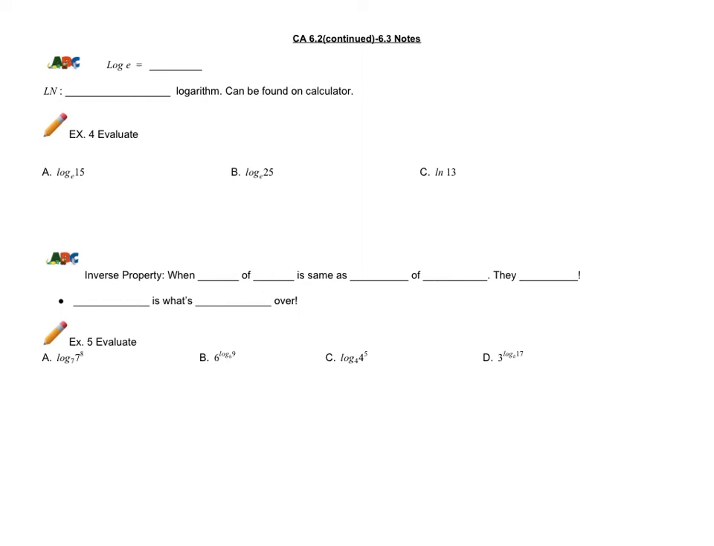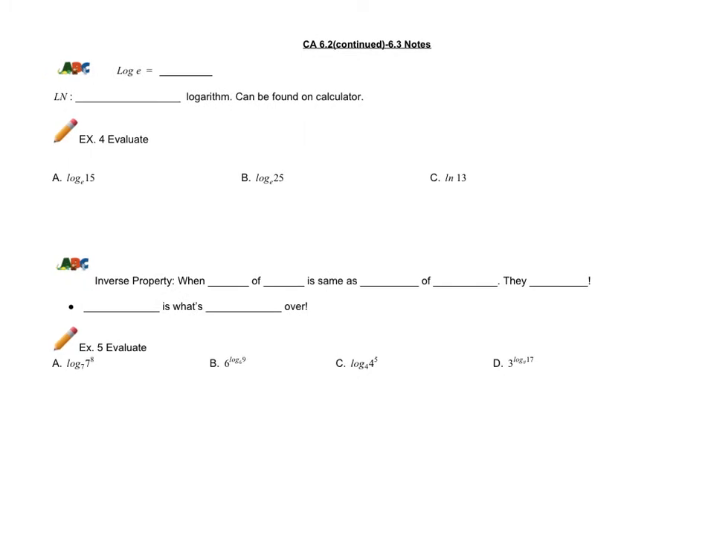Okay, so log E is the same as ln. ln means natural logarithm, and ln is a button you can find on your calculator. So when you see something like log E 15, we're going to change the log E to be ln, and we're going to put a 15 next to it. So in my calculator, I'm going to find the ln button.